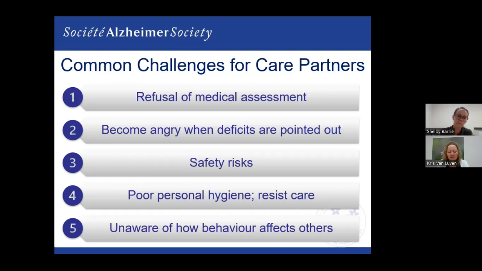Number 4 is kind of lumped together here: poor personal hygiene and resisting care. So a person living with dementia might begin to exhibit poor personal hygiene, such as not brushing their teeth, wearing the same clothes every day, or not bathing. And if you were to approach them and ask them if they'd like some help with these personal care tasks, the person might become angry. Confabulations might arise. So they might say something like, I don't know what the big deal is. I just showered yesterday, when you know that the person hasn't bathed in quite some time.